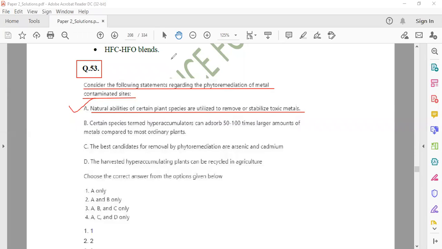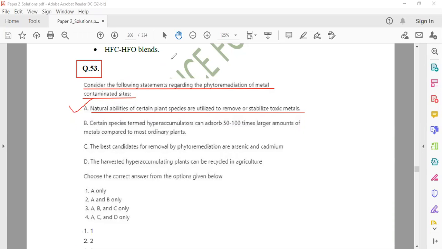Like we have many ferns also, like azolla. So they can absorb those heavy metals. So these are the natural abilities which have been exploited by human beings for decontamination. These plants are known to absorb some of the heavy metals, which we explore in phytoremediation. So this statement is absolutely true, because अगर वो natural ability नहीं होगी तो phytoremediation का concept ही नहीं आएगा उस plant के लिए.